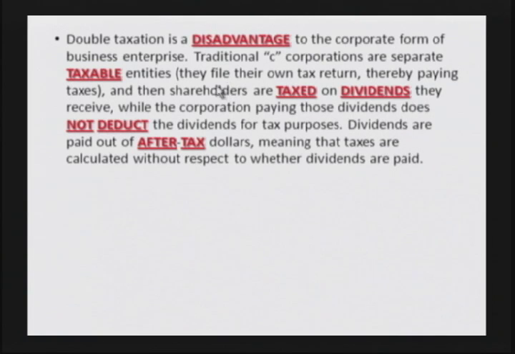So the double tax is a disadvantage to corporations, particularly the traditional C corporations, because those are separate taxable entities. They file their own tax return, and then the shareholders are taxed on the dividends they receive. We say that the corporation does not deduct the dividends it pays because those dividends are paid out of after-tax dollars. So when a corporation computes its taxable income and computes its taxes and arrives at net income, then if the corporation pays dividends, its taxable income is not affected by that dividend decision because the dividends are paid out of after-tax dollars.